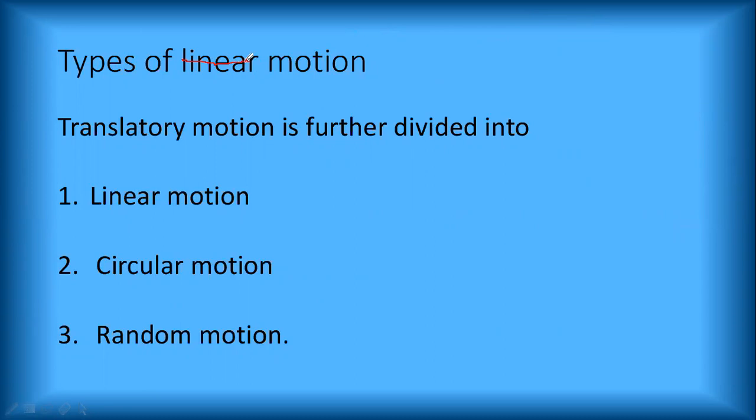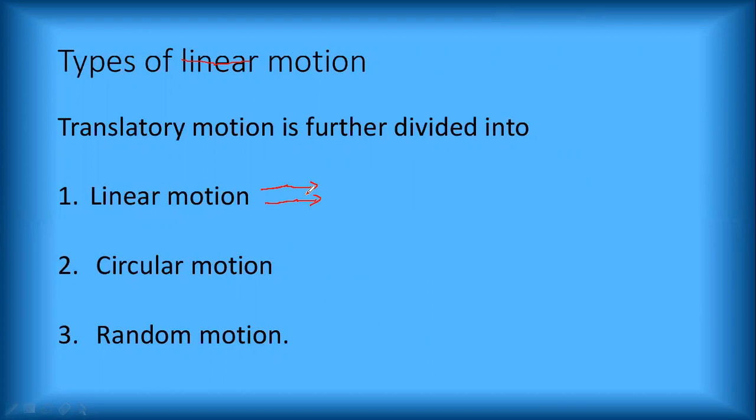Translatory motion is further divided into three types: linear motion, circular motion, random motion. Linear motion: the motion of a body in a straight line.